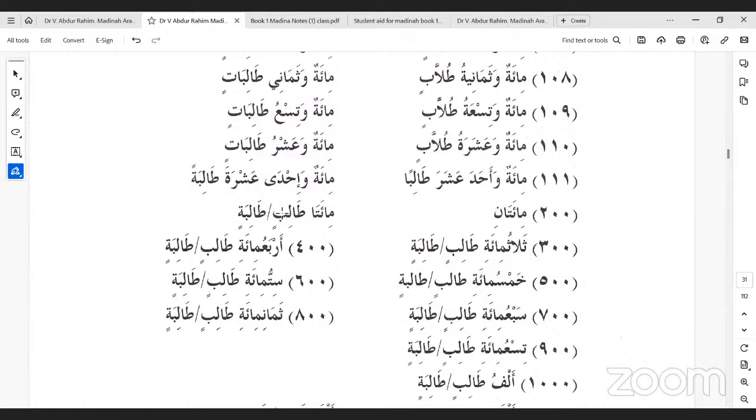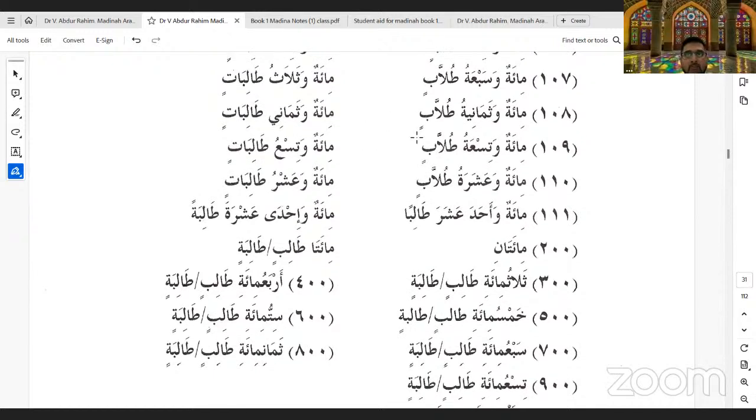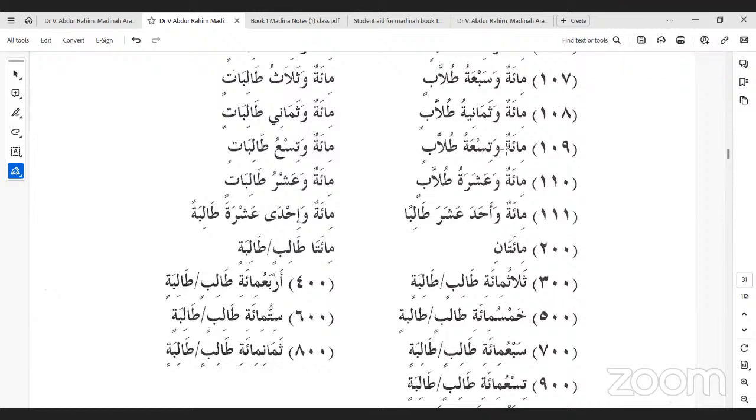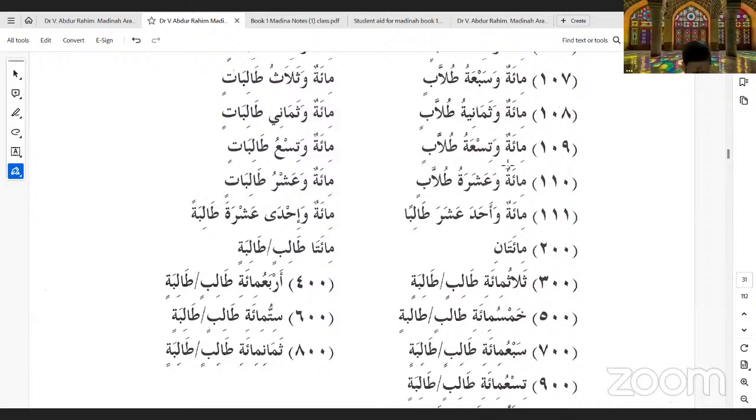Miyatun is tanween, because numbers from 3 to 9 come as mudaf ilayh. So that's what this talibin with the mi'atun, it comes with the tanween itself. Correct. All right.